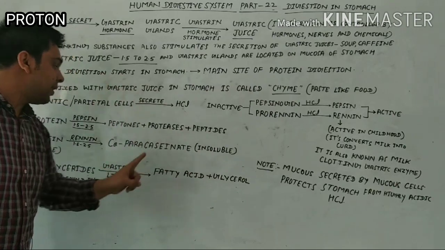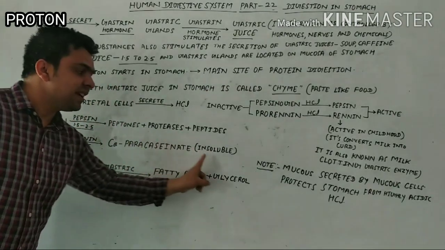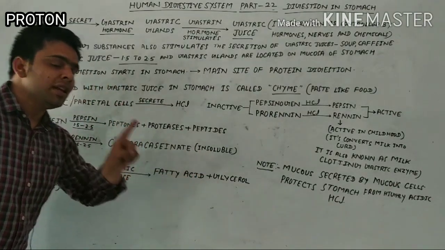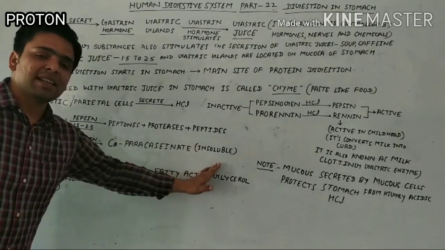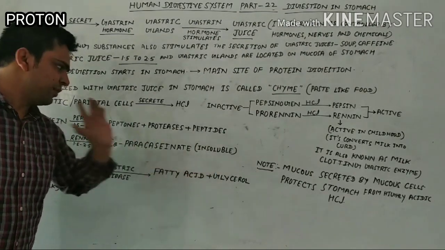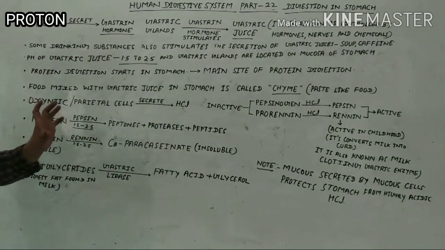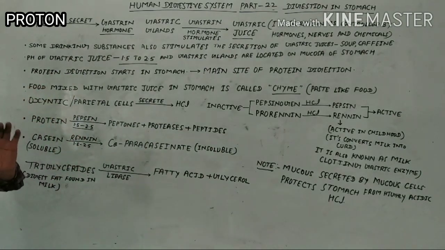Must we remember, calcium paracaseinate is the insoluble form of protein, insoluble form of casein, and casein is the soluble form of protein. So casein converts into calcium paracaseinate, that is insoluble form. Clear, students? So there are two reactions that take place in our stomach that show the digestion of protein.